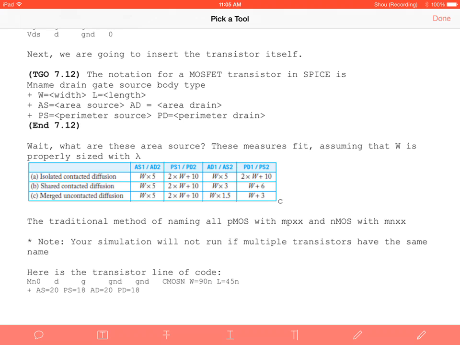Yes? Is this going to be the one that's due on Thursday? No. Well, I'll talk about due dates later in the lecture.